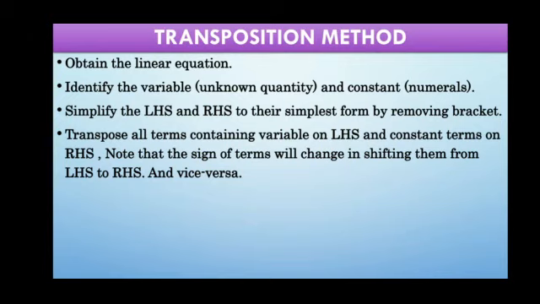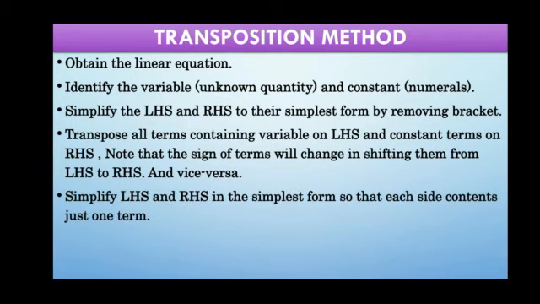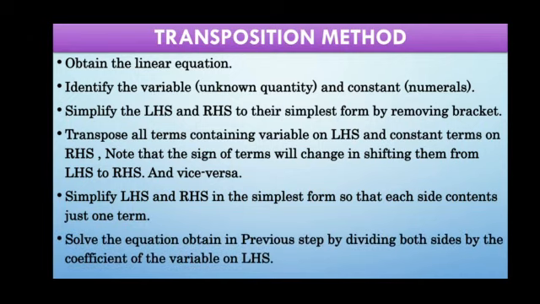It means that if we want to move any plus quantity from the left hand side to the right hand side, it will convert to minus, or minus will convert to plus, multiply will convert to divide, and divide will convert to multiply. Simplify the left hand side and right hand side into the simplest form so that each side contains just one term. Solve the equation obtained in the previous step by dividing both sides by the coefficient of the variable on the left hand side.